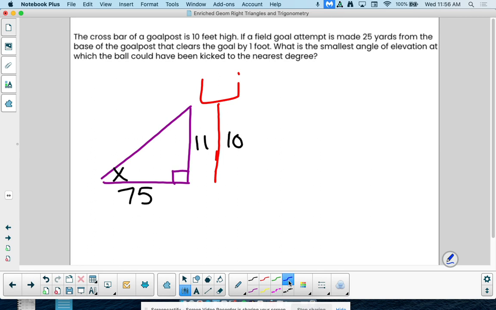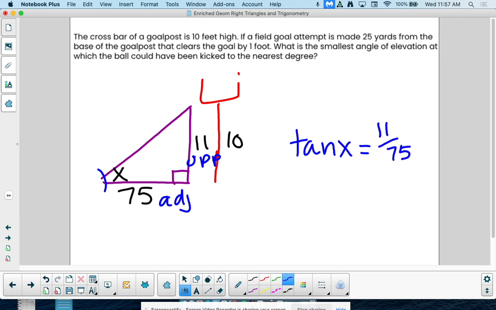Okay, so what side is 11? Opposite. What side is 75? We do another tangent? Yes. Now remember, we don't know our angle. That's what we're looking for, so we're going to put an X. 11 over 75. So this is a problem from yesterday.